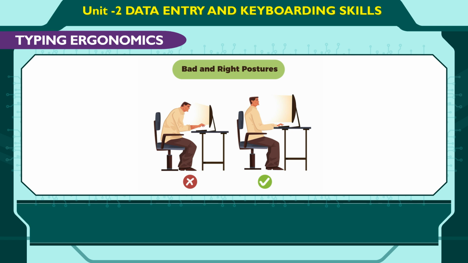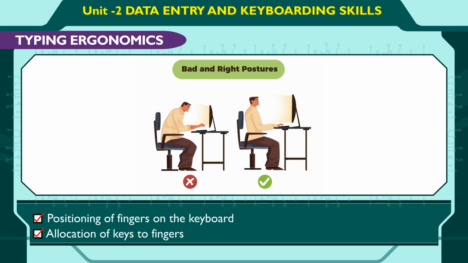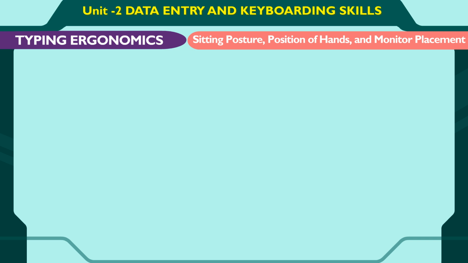They are important to attain and maintain accuracy and speed. There are different factors that affect the typing ergonomics. These include sitting posture, position of hands and monitor placement, placement of keyboard, mouse, chair and table, positioning of fingers on the keyboard, allocation of keys to fingers. Let us discuss these factors in detail. Sitting posture, position of hands and monitor placement.